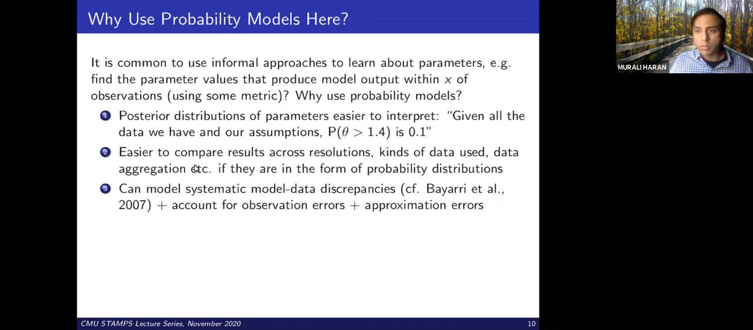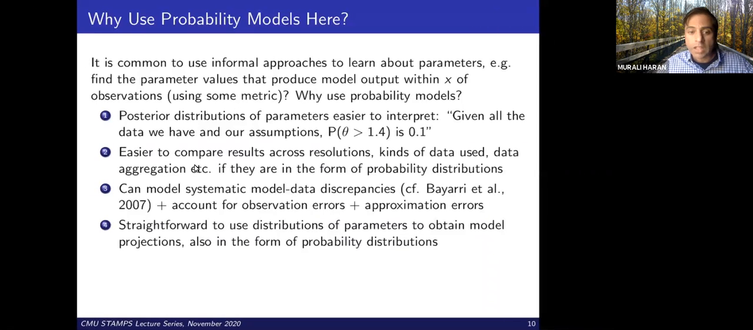And so if you have a probabilistic way of doing this, you can actually write down models for this, and you can account for observational errors, approximation errors, and all those things. And you can lay down those assumptions and argue about the assumptions, which is a lot easier to do if you have the language of probability. And then if you want to make projections, this is very useful. If you want to make projections about sea level rise, then you would like probability distributions about those sea level rise projections. And it's easy to do that if you have probability distributions about the parameters that are then used to drive those sea level rise, right?